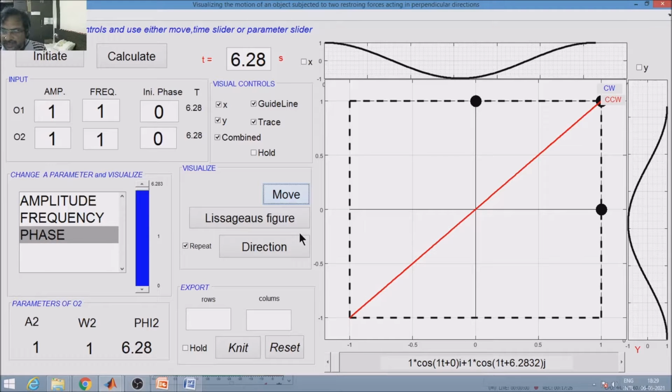Now continuing from the last visualization, in this one I'm going to show the effect of unequal amplitudes and unequal frequencies. So first let us see the amplitude. What happens if the amplitude is changed? Presently the phase difference is 2 pi, the amplitude is 1 for both of them, and the frequency is 1 for both of them. Let's see what happens if the amplitude is changed.